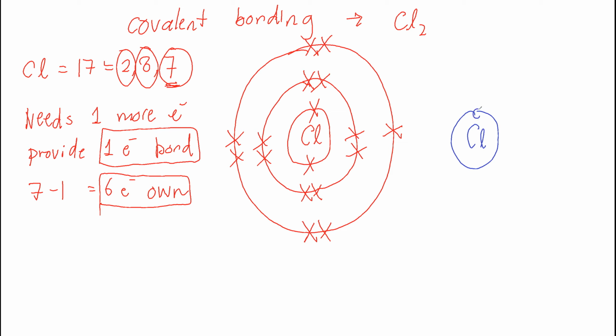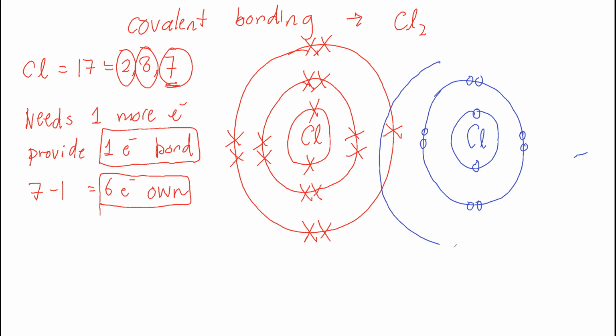We draw 2 electrons in the innermost shell, 8 electrons in the second shell, and this time round, similarly, we draw 6 electrons of its own with 1 electron in the bond. So this will be the full electronic structure of the chlorine molecule.